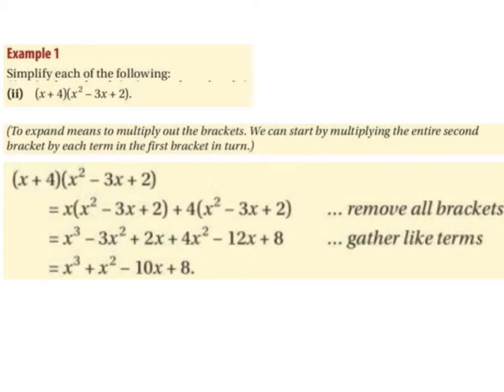In part 2, I want to simplify x plus 4 multiplied by x squared minus 3x plus 2. So, to expand my brackets. To expand means to multiply out the brackets. We're going to start by multiplying the entire second bracket by each term in the first bracket in turn.